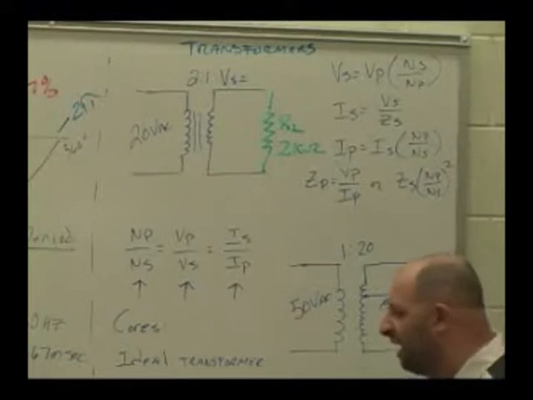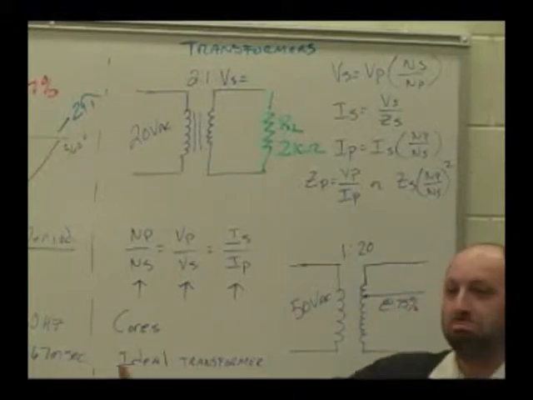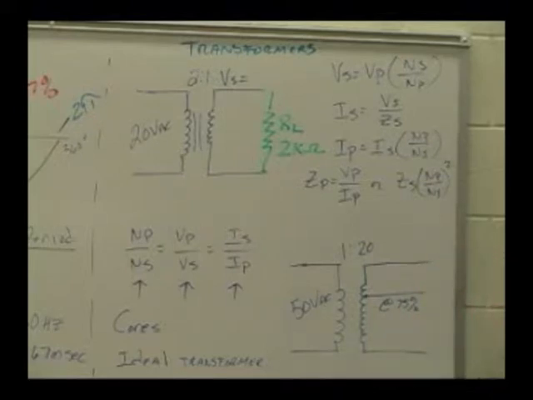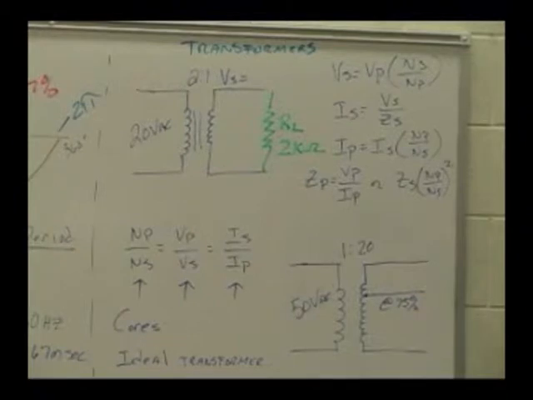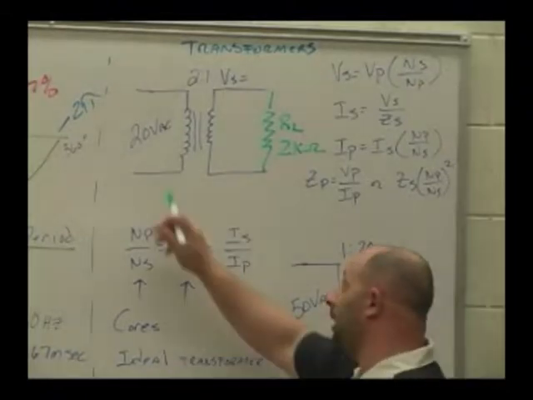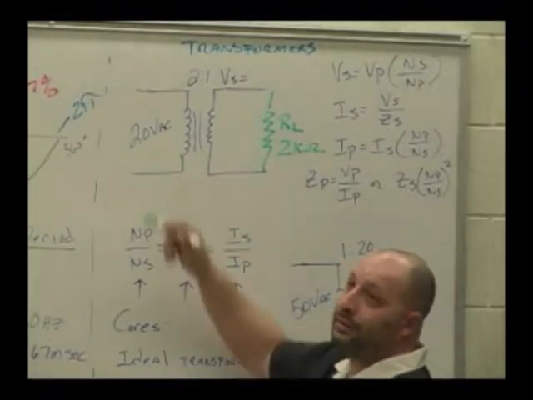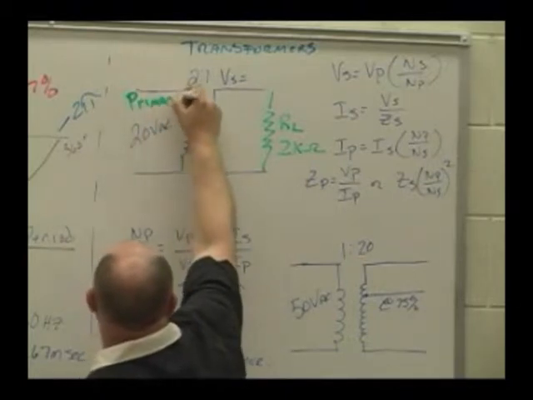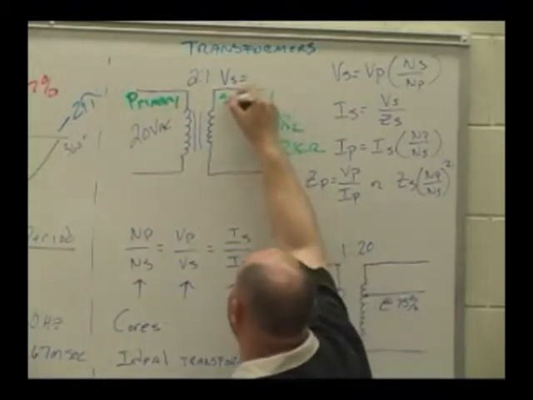So first things first, we know that a transformer is basically what? What is it made of? Yes, two inductors, two coils in close proximity. There's something that occurs between what's known as, what's this coil called that's on the source side? Primary to the secondary coil.